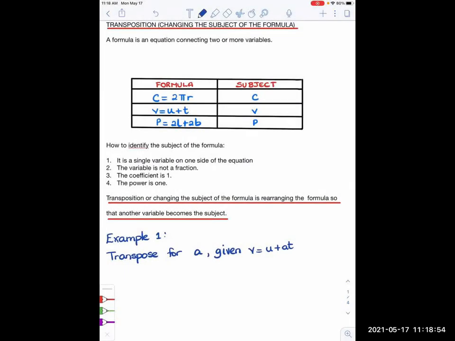Welcome everyone, and today we are going to look at transposition or changing the subject of the formula. An equation, a formula is an equation connecting two or more variables. So I have in my table some different formulas and the subject.